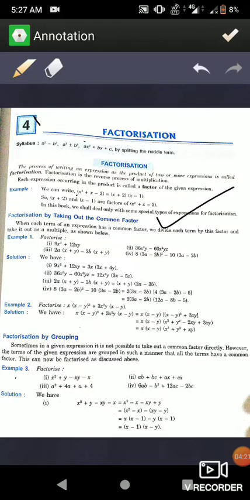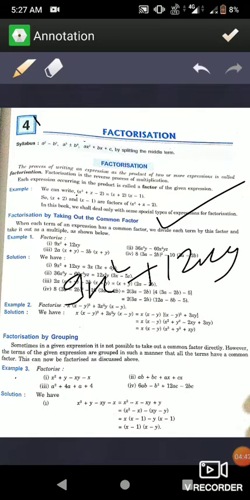First one is by taking the common factor. It is very easy. See the given terms in an expression and find out which is common between these terms. Now take it out. We can solve it like this: 9x square plus 12xy. What is common in that? If you are not able to find what is common, split it like this: 3 into 3x, 3x into 3x. 3 into 3 is 9, and x into x is x square. Now 3 into 4xy.